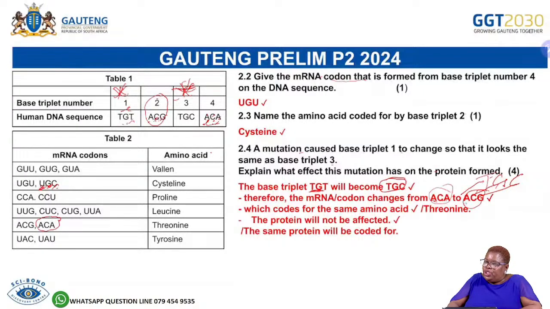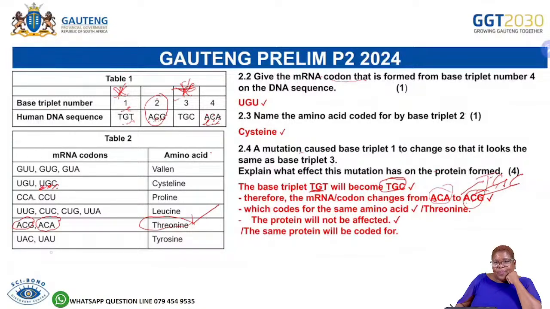To change to ACG, do we have ACG? Yes. And if we look at ACG, this is ACG. If we look at the amino acid being formed, we've got the same amino acid, which is 309 for the 2 mRNA codons formed. Does it make sense, class?